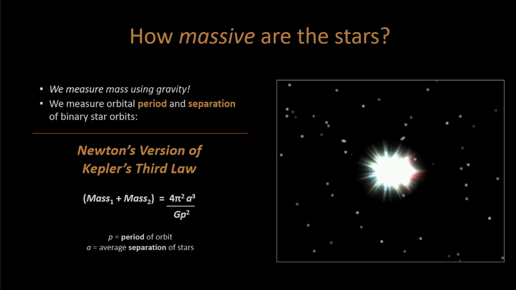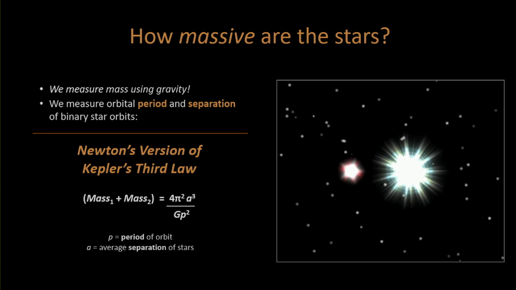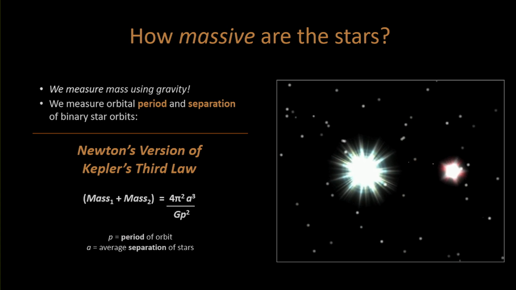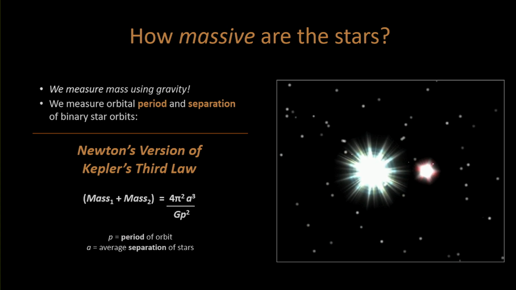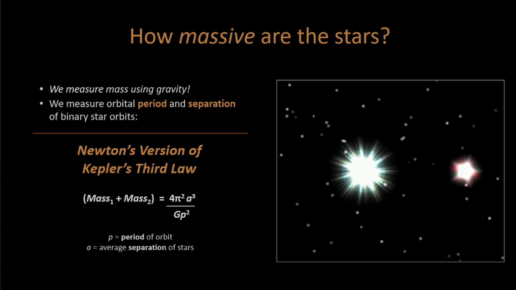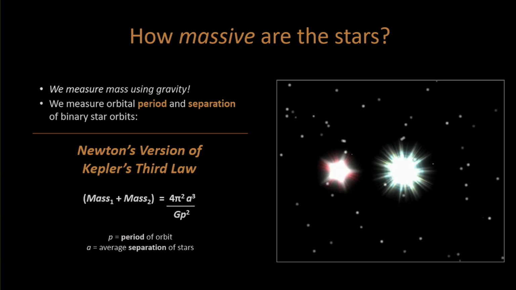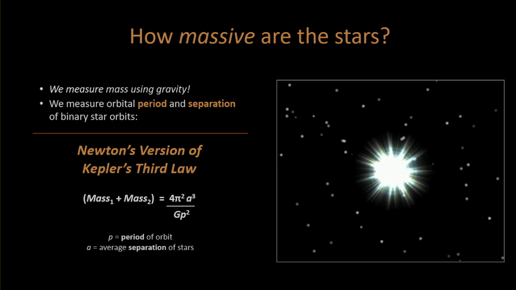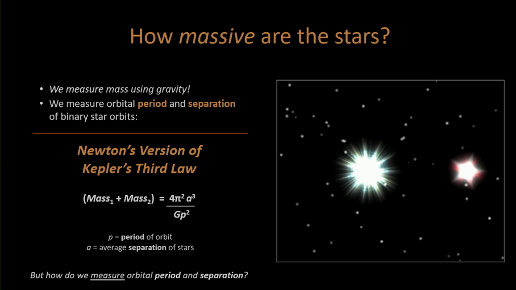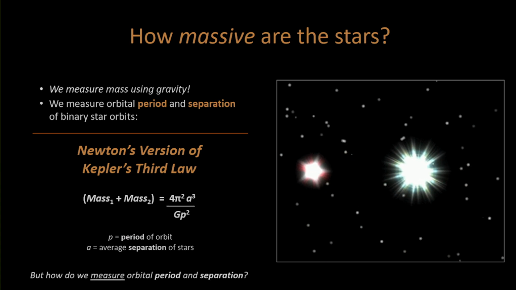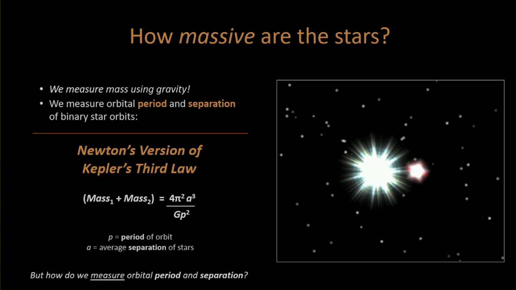And P squared. What's P? That's the period of the orbit. So these bottom two factors we must measure. We must determine these two factors, plug them in that equation, and we'll get the masses of these two stars. And as I said, that's quite important. So how are we going to do that? How do you measure orbital period and separation?